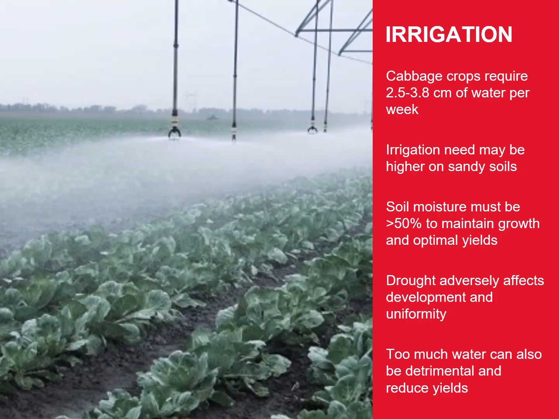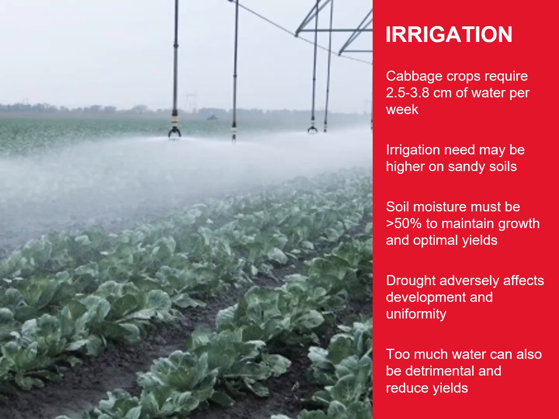In terms of irrigation requirements, cabbages require about 2.5 to 3.8 centimeters of water per week. There's a special need for irrigation on sandy soils, which are more free draining. Soil moisture content generally shouldn't fall below 50%, because if growth is uneven, yields will be reduced, and you'll also be susceptible to cracking of the heads when they're developing.